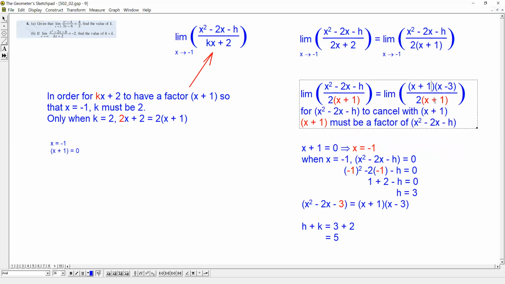But we are not interested in finding what is the limit. We are interested in knowing what is the value of h, right? So h is 3, and 3 plus 2, answer will be 5. Answer 5.